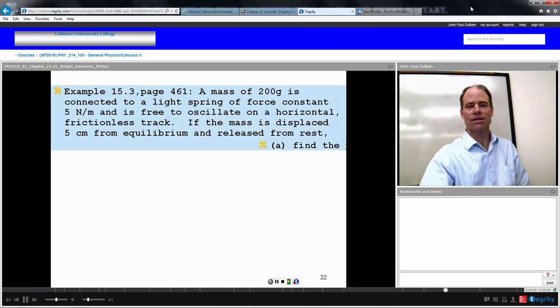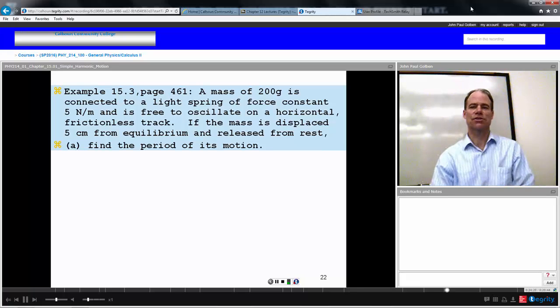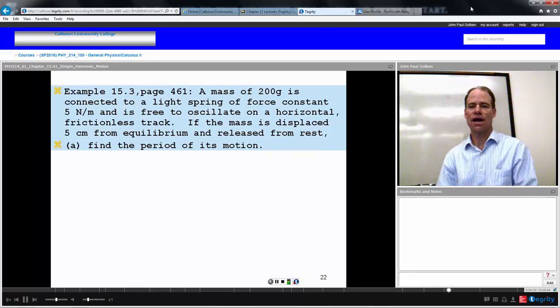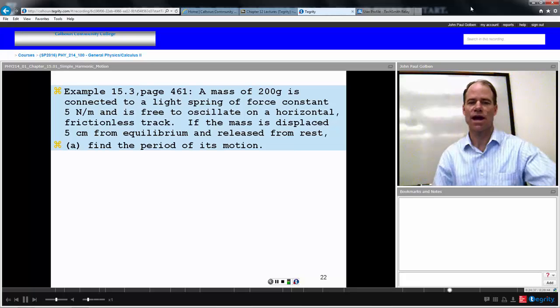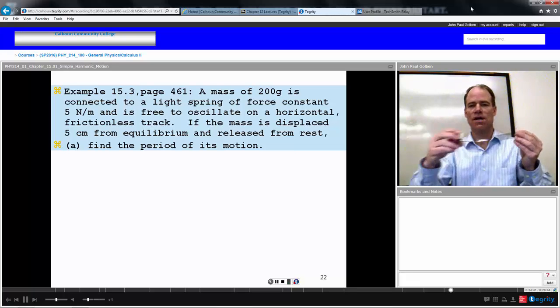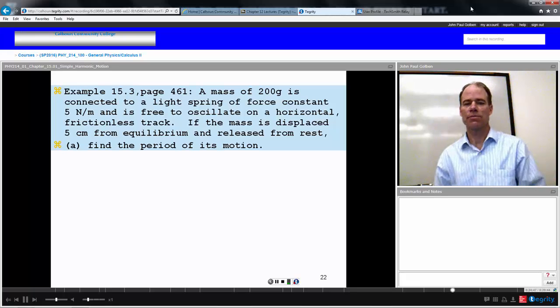All right, let's try another problem. A mass of 200 grams is connected to a light spring of force constant 5 newtons per meter, that's our k, and is free to oscillate on a horizontal frictionless track. So we're going to just do something like this with the spring oscillating horizontally. If the mass is displaced 5 centimeters from equilibrium and released from rest, find the period of its motion.